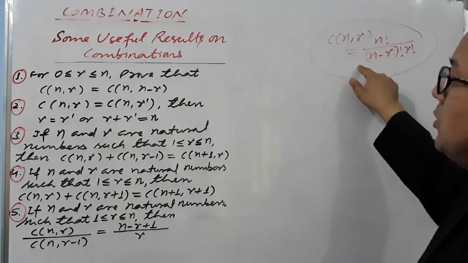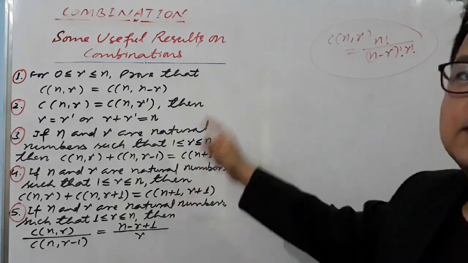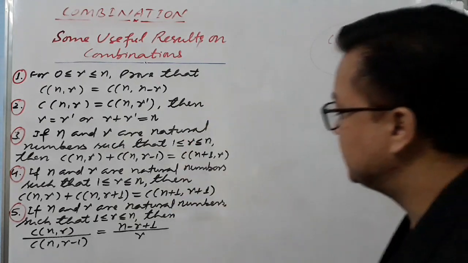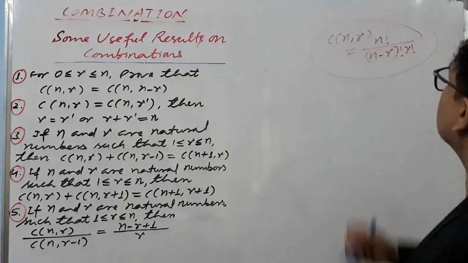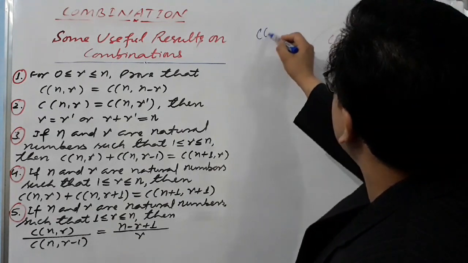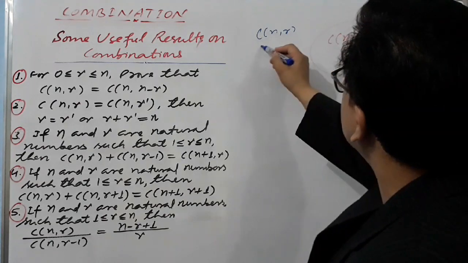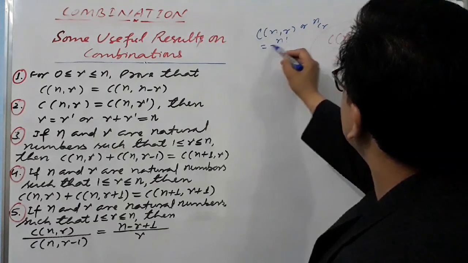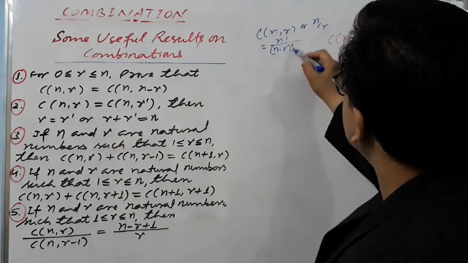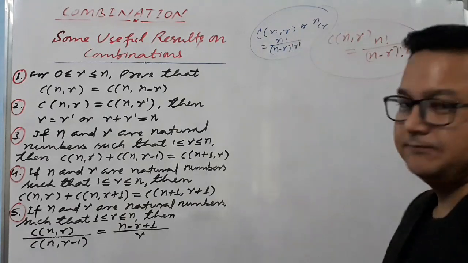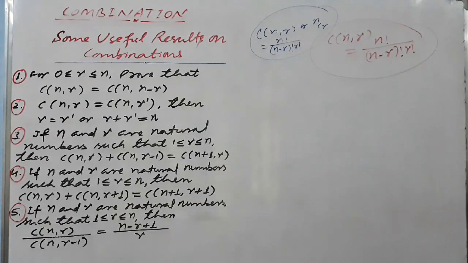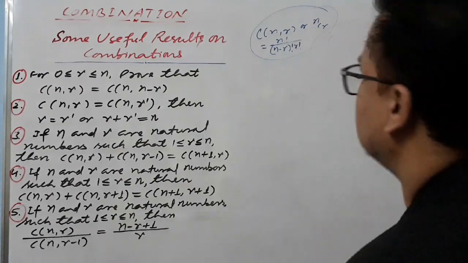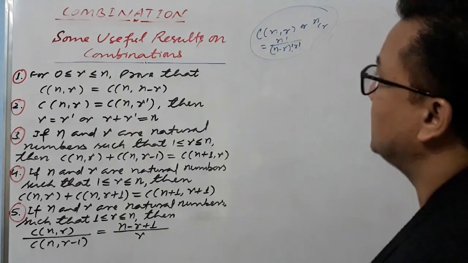Now using this theorem, we will try to prove the very important results on combinations. So once again, C of n, r is equal to, or you may write it this way also, nCr equals n factorial upon (n minus r) factorial r factorial. Okay, now let's start the proof of the first property, or the first useful result.